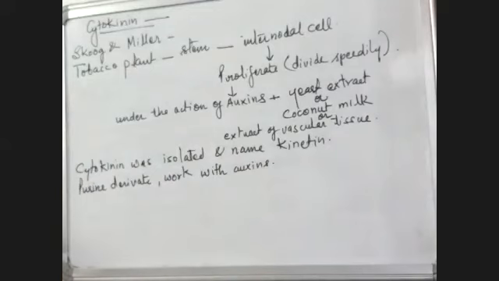It was observed in tobacco plant. The internodal cells present in the stem of tobacco plant showed proliferation, or cell division or growth, under the action of auxins. From these, cytokinin was isolated and named kinetin. This was a purine based derivative and it worked well with auxin.